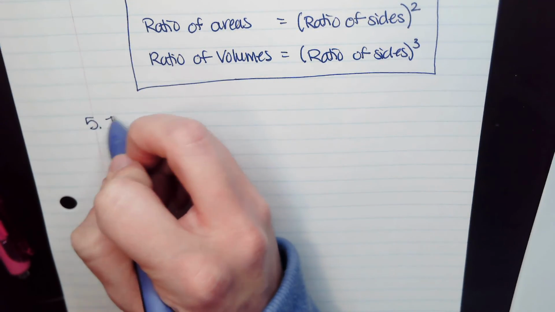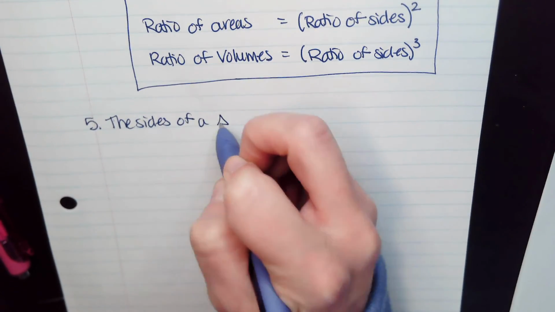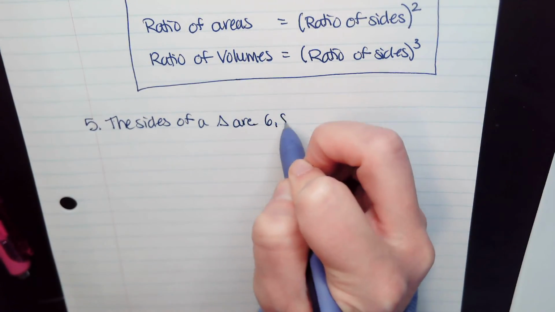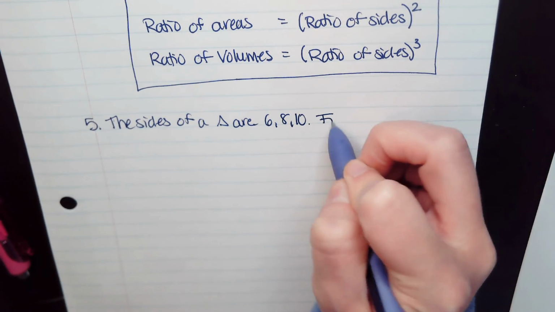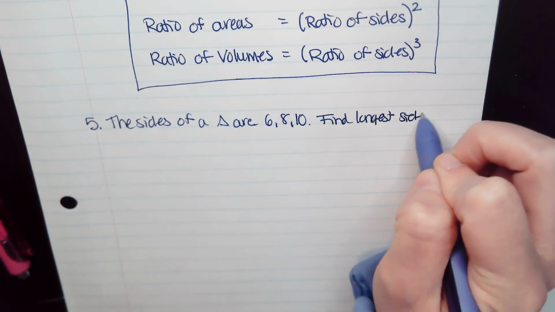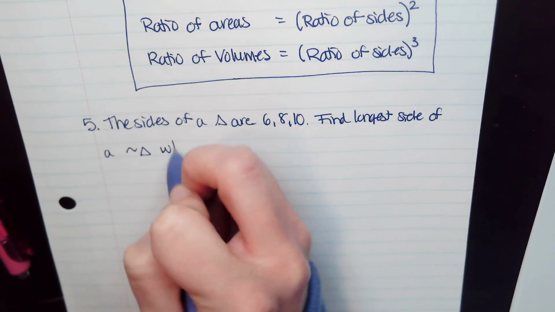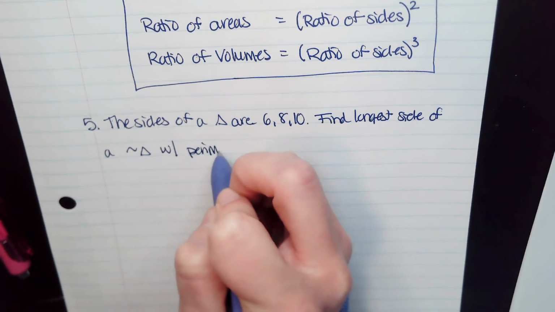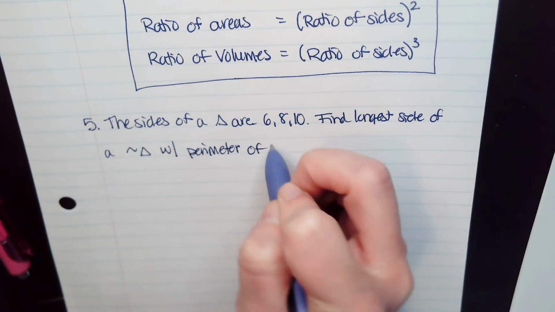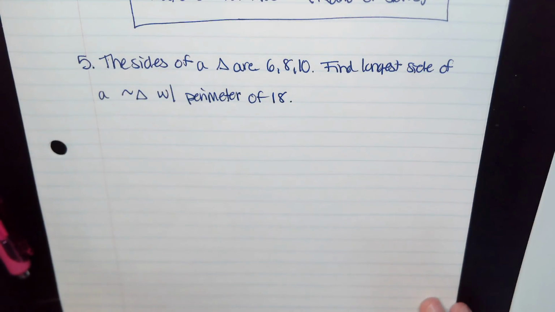So the first one says the sides of a triangle are 6, 8, and 10. Find the longest side of a similar triangle with a perimeter of 18. See if you can set this one up on your own.